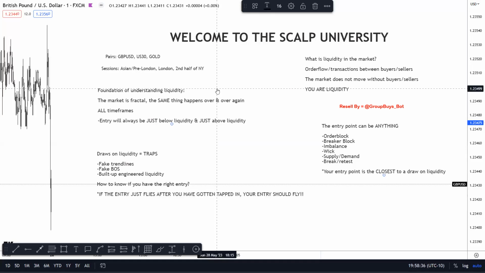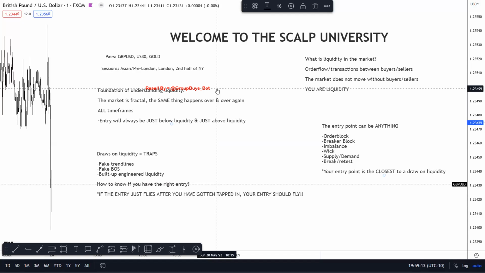As many of you know, I do trade GBP/USD and US30. Those are the two main pairs that I've been consistently trading for the last 2.5 years. I also added gold to my list. I've been trading it for the last few months, and I really like how it moves, especially with scalping, and how it reacts to liquidity. So I'm going to start trading gold as well.